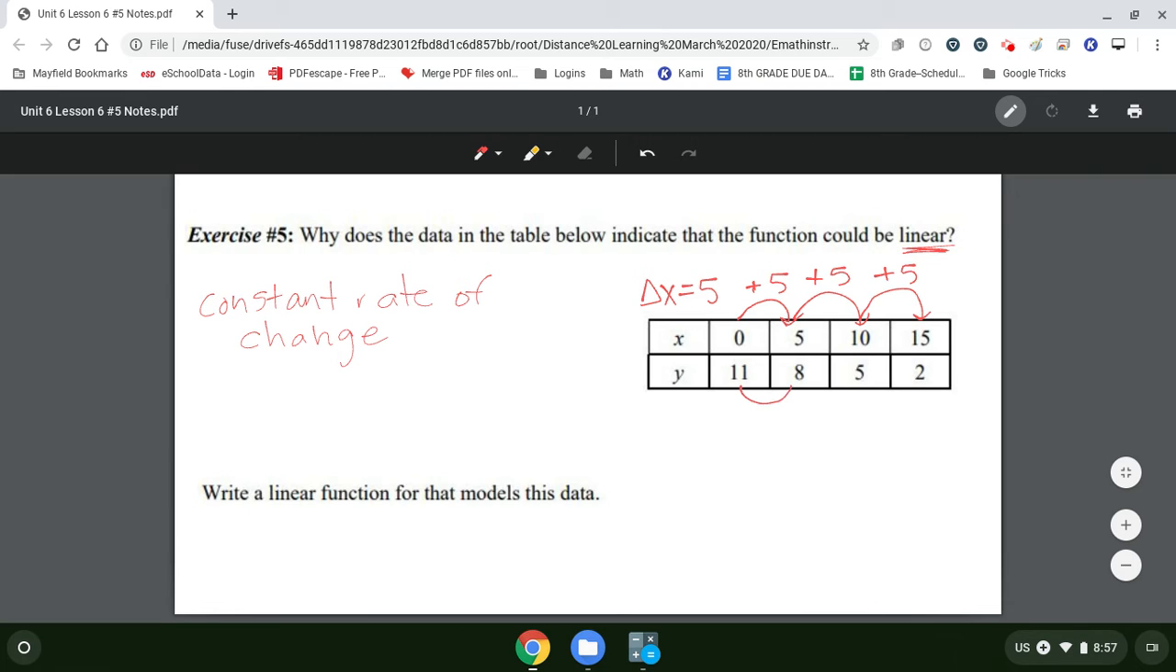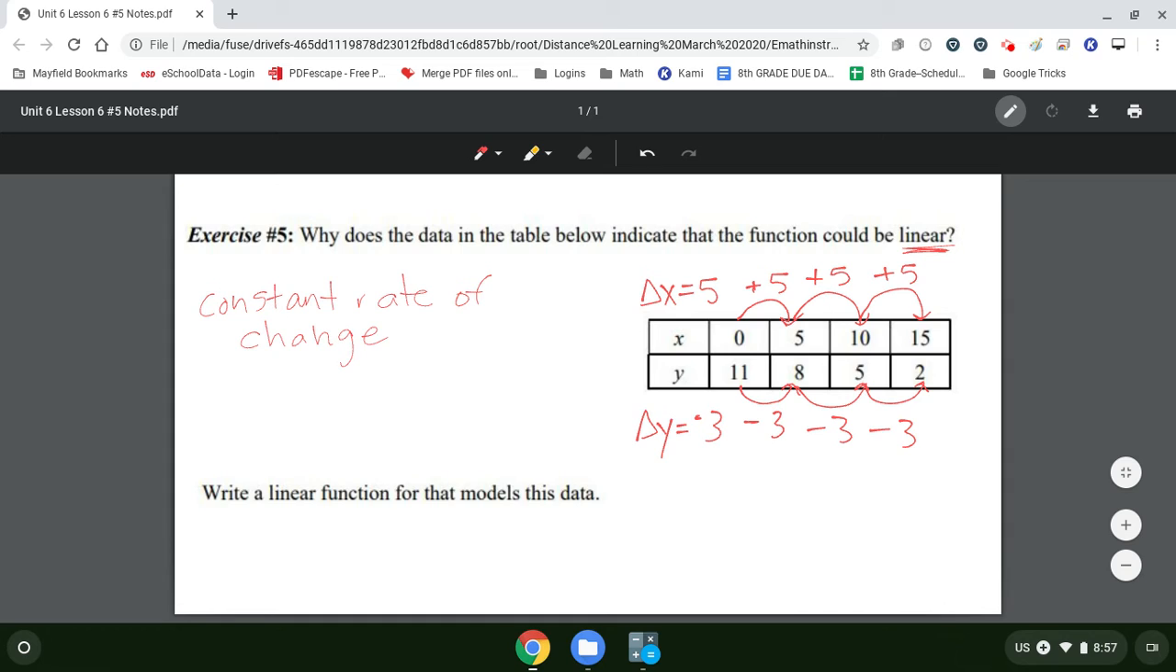From 11 to 8 is minus 3. 8 to 5 minus 3. 5 to 2 minus 3. So that means that our change in y is minus 3. So if we look at it, does it have a constant rate of change? It does. It changes the same throughout.